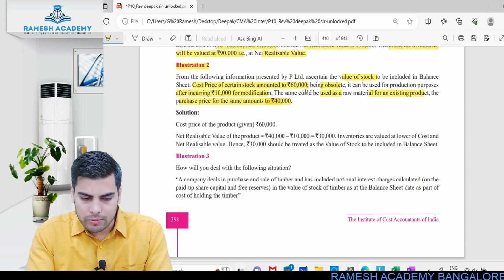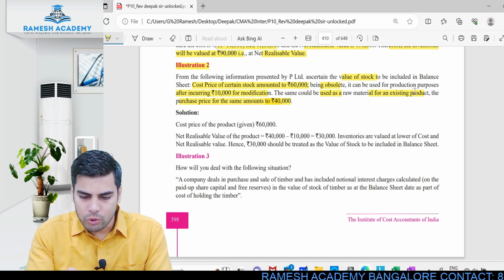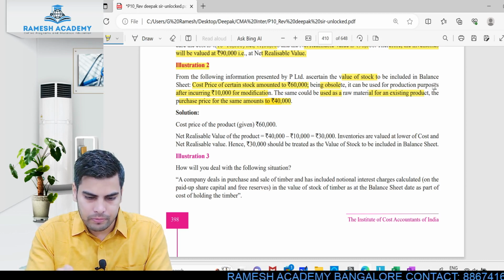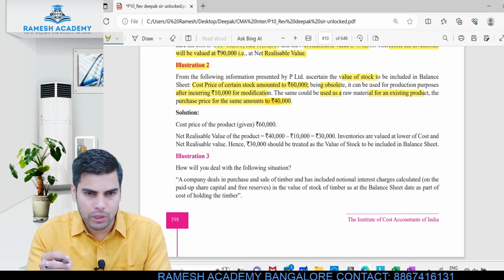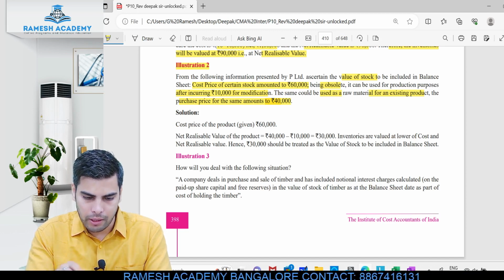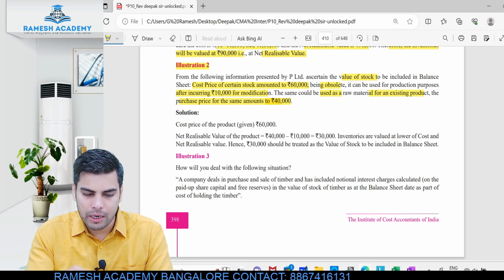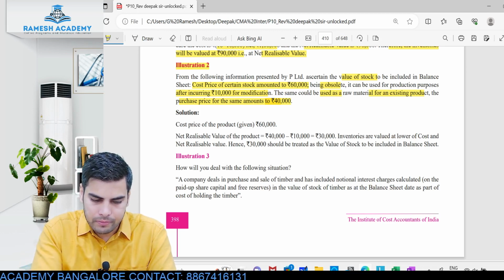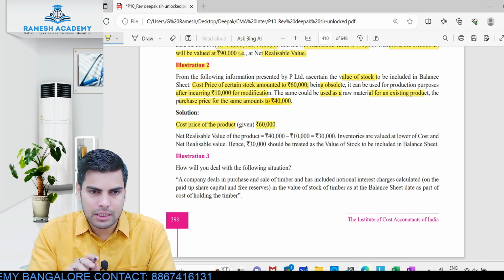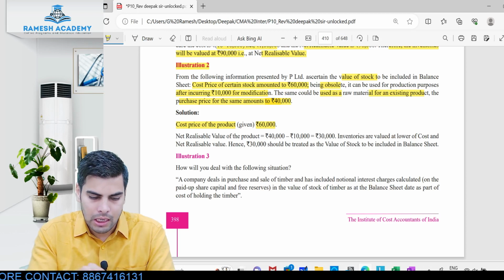Now they are asking at what price will you be valuing this particular inventory. What is the cost price? The cost price is 60,000, which has become obsolete. It can be used for the purpose of production after incurring 10,000 rupees towards modification expenses. The same could be used as raw material for an existing product. The purchase price for the same would be 40,000 rupees. At what price are we supposed to value the inventory? Cost price of certain stock which has become obsolete is 60,000.